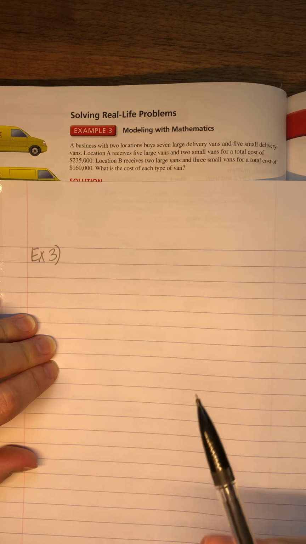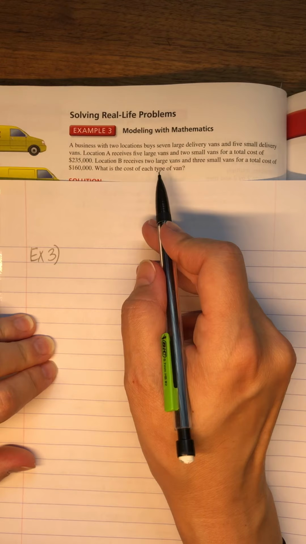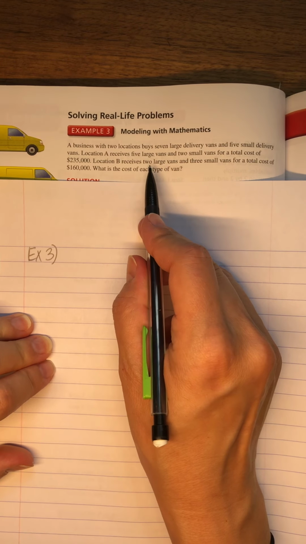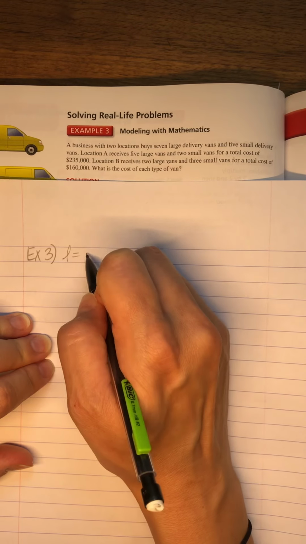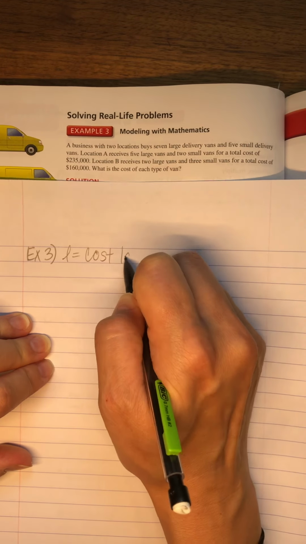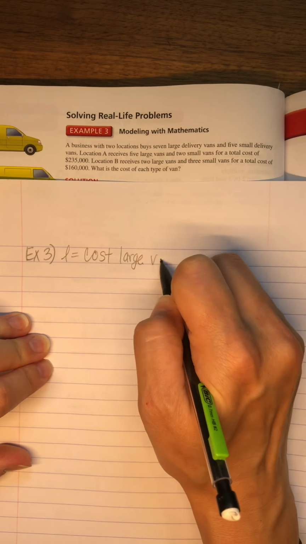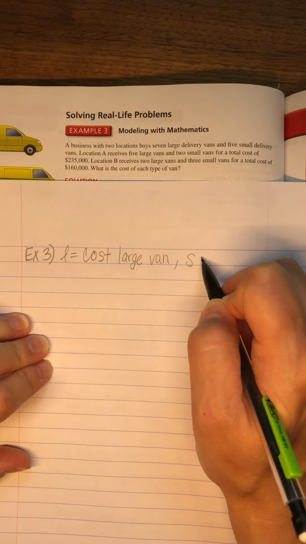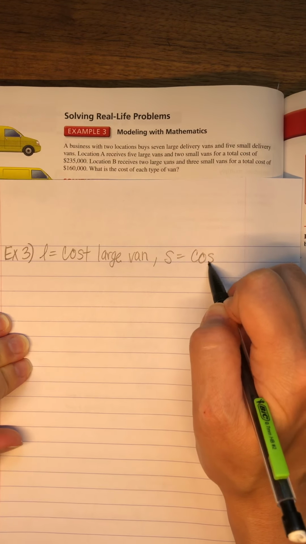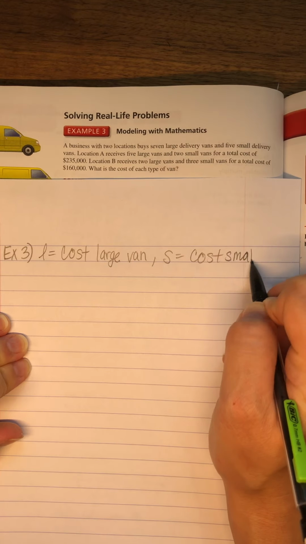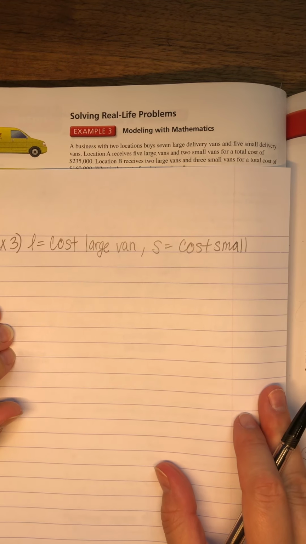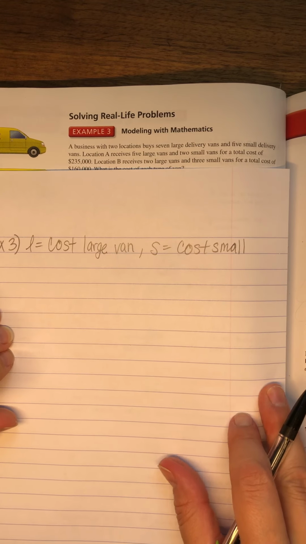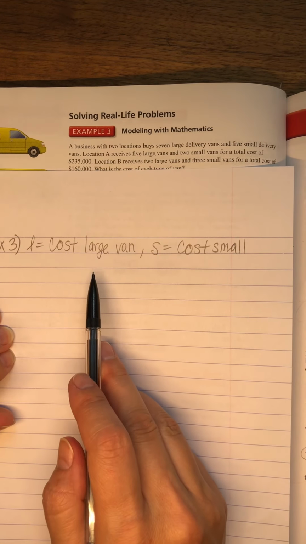Let's first define our variables here. Let's say L stands for the cost of a large van, and we'll say S is the cost of a small van. You could use X and Y if you wanted to, but it helps me to remember which one stands for which when I use the variable that goes along with what it actually stands for.